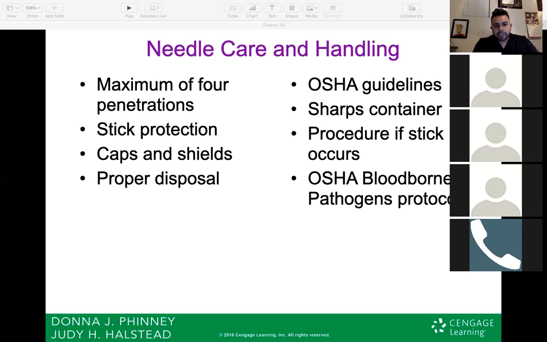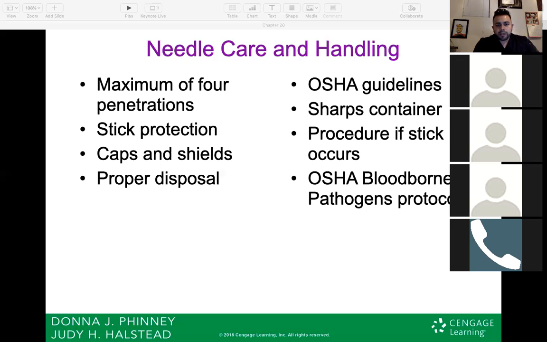Also use stick protection devices such as caps and shields. If you've worked with the anesthetic syringe in lab, those are those cardboard shields that are placed on the tip of the needle. Also, you want to adhere to proper disposal.